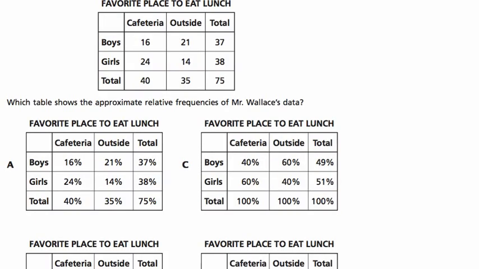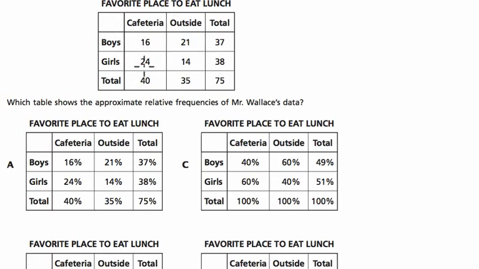Usually I ask you to read the problem first, but I couldn't fit it all into the screen, so I'm going to read it with you. It tells us that Mr. Wallace surveyed 75 students, so we know right away, and this is important in these two-way frequency tables, that we understand the total number of students we're dealing with, in this case 75. And he's trying to find out what their favorite place is to eat lunch. And here are the results in this two-way table.